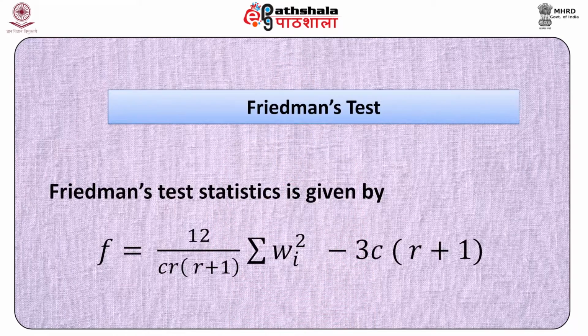The Friedman's test statistic is given by F is equal to 12 divided by CR into R plus 1, sigma Wi square, minus 3C into R plus 1, where C is the number of columns, R is the number of rows, Wi is the row-wise sum of ranks.